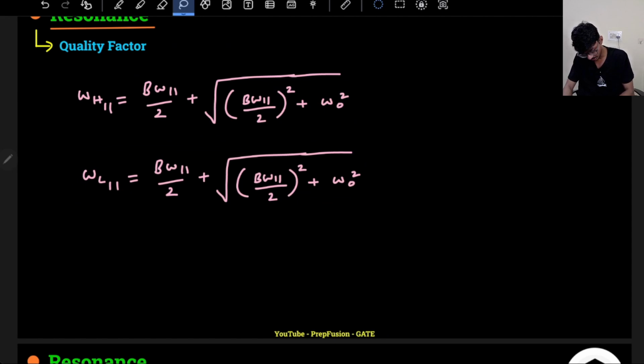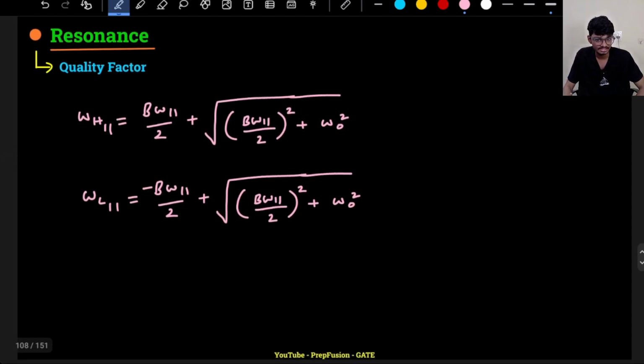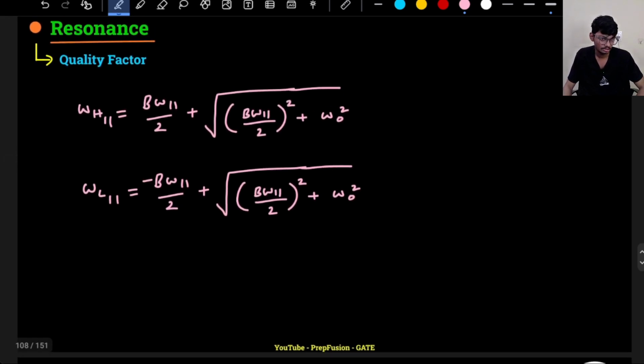Here there will be a negative sign, that's it, because it is the lower 3 dB frequency. And at the lower 3 dB frequency, my circuit will behave as inductive, because the inductive susceptance will be the lowest, so more current will flow through the inductor. That's why it will behave as an inductive circuit.